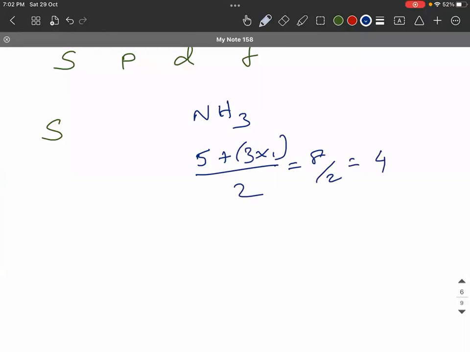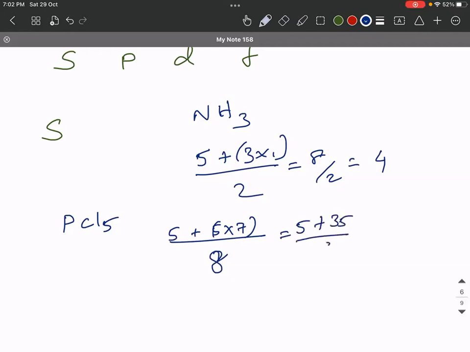So the next, PCl5. Phosphorus is 5 and 5 into 7 for the chlorine atoms. 5 plus 5 sevens are 35, plus 5, 40. 40 divided by 8, how much? Then what is the hybridization?